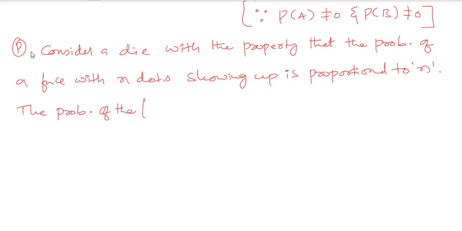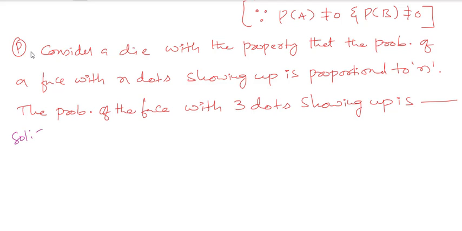The probability of the face with three dots showing up is dash. This is the question. Try to understand the question properly here. Consider a die with the property that the probability of a face with n dots is proportional to n. Suppose I am having 1 dot, it is proportional to 1. 2 dots means proportional to 2. 3 dots means proportional to 3. Am I right or not?